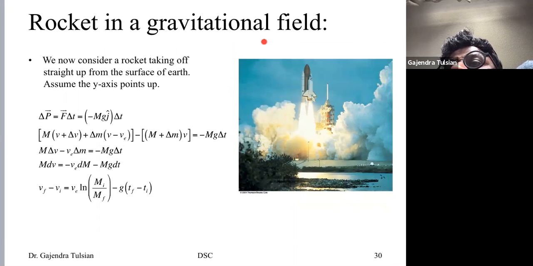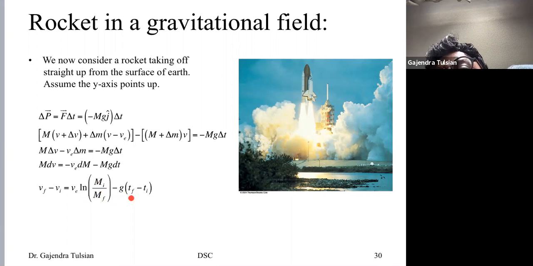Now let's look at the rocket in a gravitational field. When the space shuttle was sitting on the launch pad, it had to deal with the Earth's gravity. So the previous equation, the final velocity of the rocket minus the initial velocity of the rocket, gets changed by this term: the exhaust velocity times the natural log of initial mass divided by final mass, minus g times the burn time. This is how long the engines were fired.